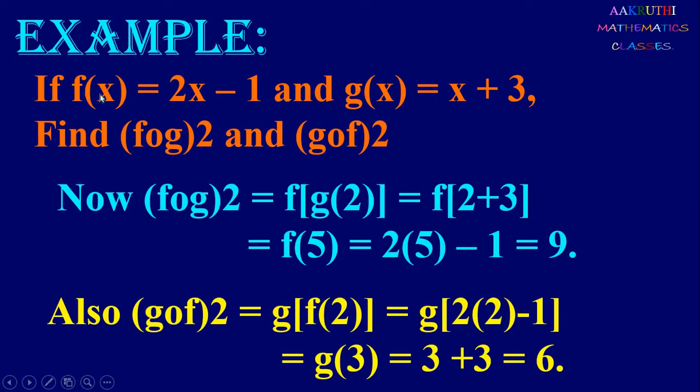Now here it is given f of x is 2x minus 1. So therefore f of 2 is 2 into 2 minus 1. So that is g of 2 into 2 minus 1. So it is g of, 2 into 2 is 4, 4 minus 1 is 3. So it is g of 3. Now here it is given g of x is x plus 3. So therefore g of 3 is 3 plus 3. So 3 plus 3 is 6. So therefore g composite f of 2 is 6 and f composite g of 2 is 9. Now here we can see f composite g and g composite f are not equal.